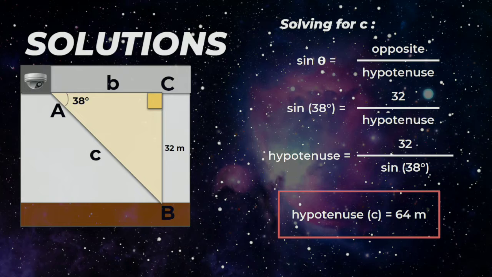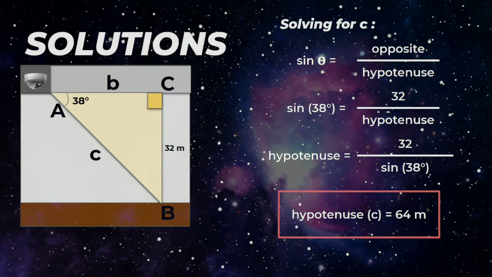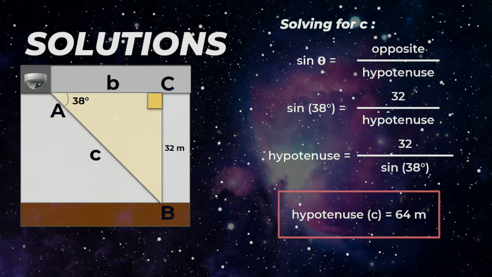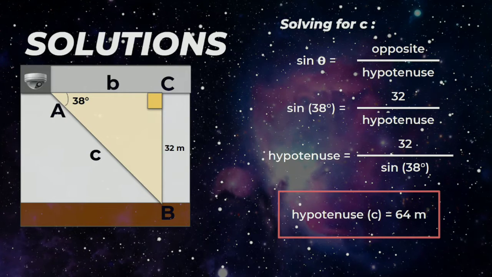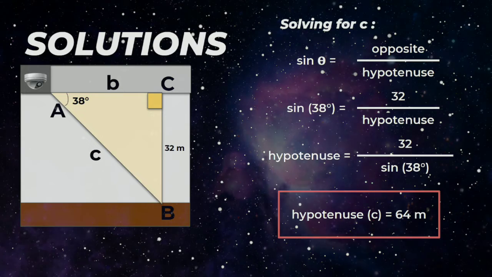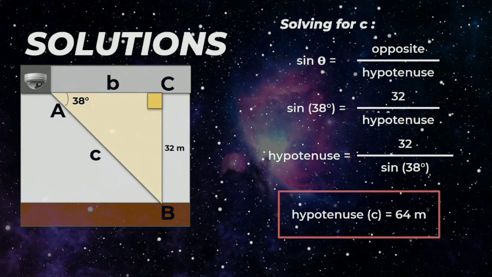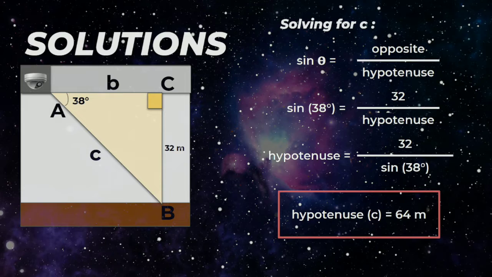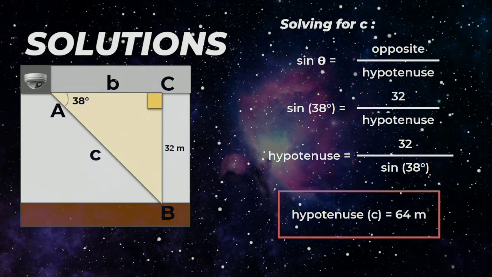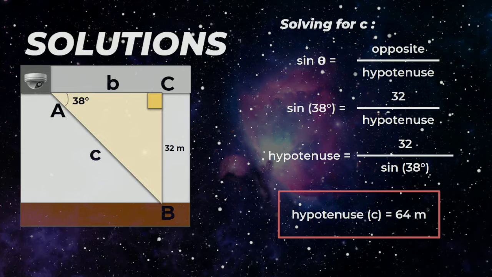By substituting the given values, we can now create an equation and solve for c. The final formula will be sine of 38 degrees equals 32 over c, or hypotenuse. Simply cross-multiply and we now have an equation of hypotenuse which is equal to 32 over the sine of 38 degrees. Therefore, the hypotenuse or side C is equal to 64 meters.